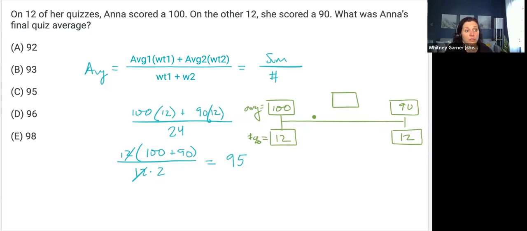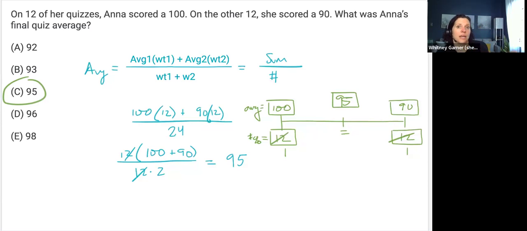If I know both of my inputs, then I can take the numbers and reduce them to their lowest proportion. So a 12 to 12 is the same as a ratio of 1 to 1, which means this end and this end are both pulling in equal amounts. So the average would land dead in the center. And so in this case, the number dead in the center would be 95. Our correct answer is C.